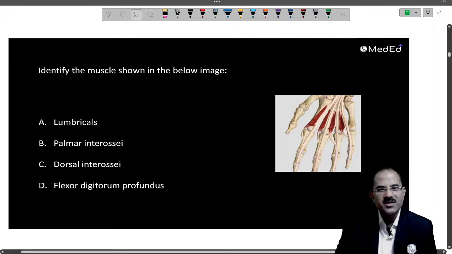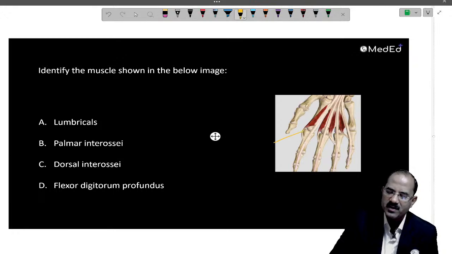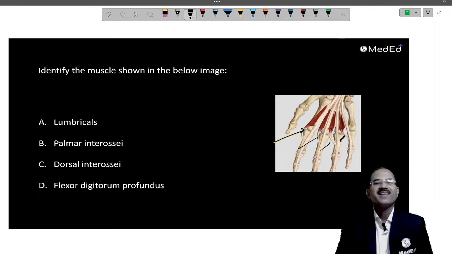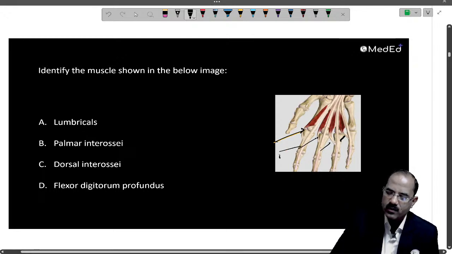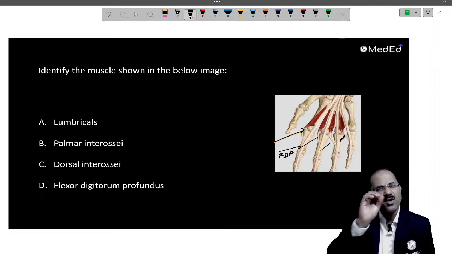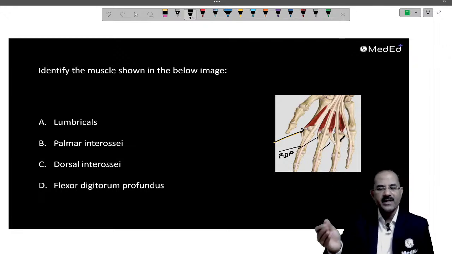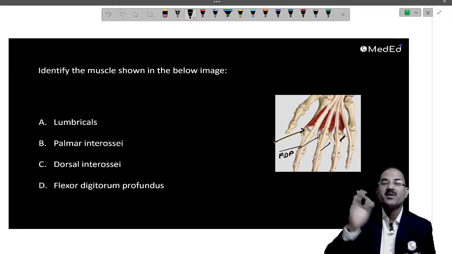Coming to the next MCQ, students, I'm sure you must be knowing this. Come on, answer this. Identify the muscles shown in the image. What are these muscles? Any guesses? These muscles arise from the tendons of flexor digitorum profundus. These are small worm-like muscles which arise from the tendons of flexor digitorum profundus, and these muscles are known as lumbricals.